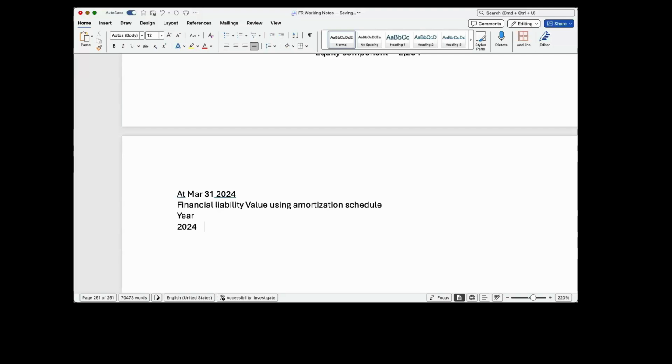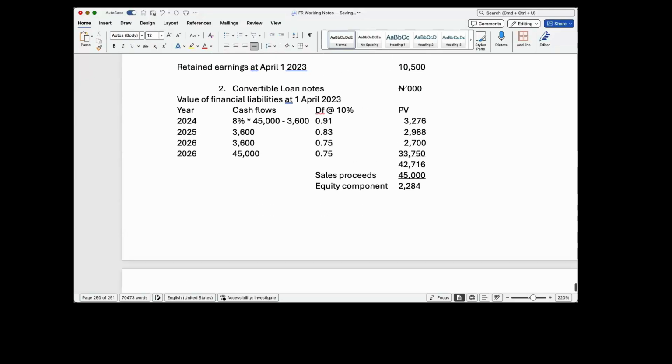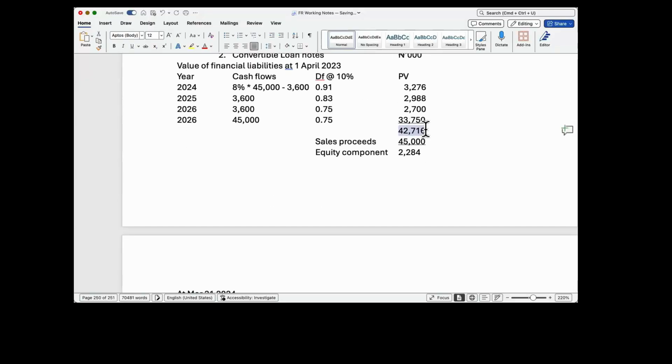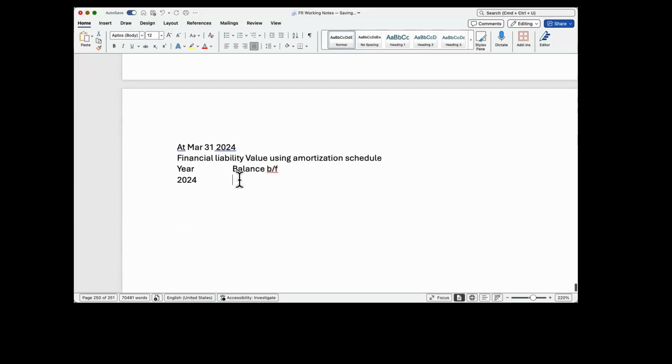In 2024, balance brought forward. What was the balance brought forward? 42,716. Interest payable at the effective interest rate of 10% will be 4,272. Interest paid at 8%: 3,600, which I will deduct.